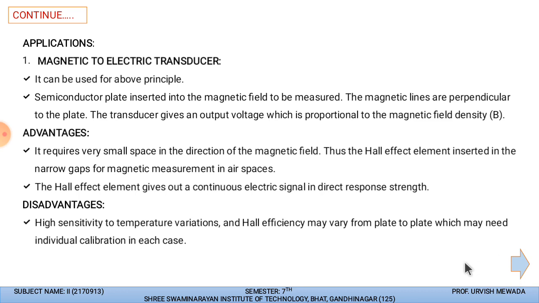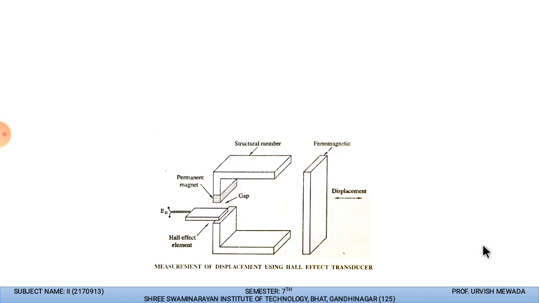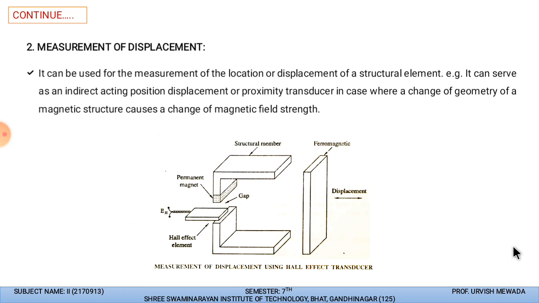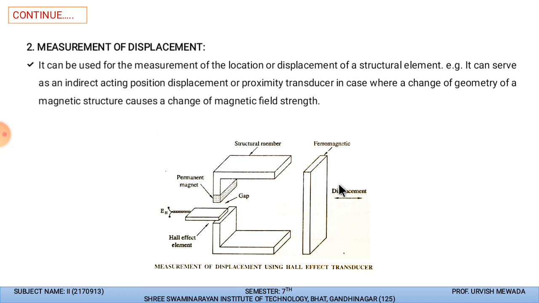Sensitivity or Hall efficiency varies, so we need to choose the proper material. For this we have the second application, that is measurement of the displacement. This is the setup for the displacement measurement. This is the plate on which we are applying the magnetic strip.